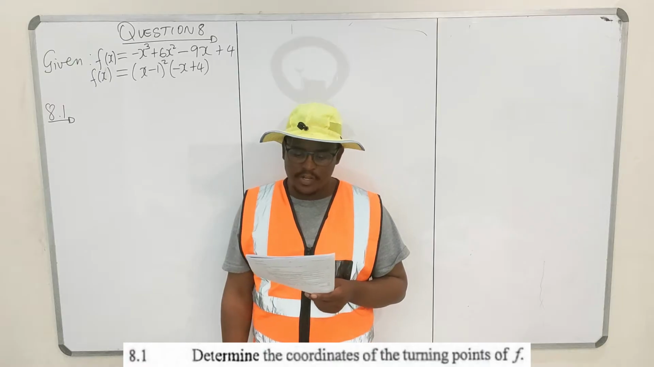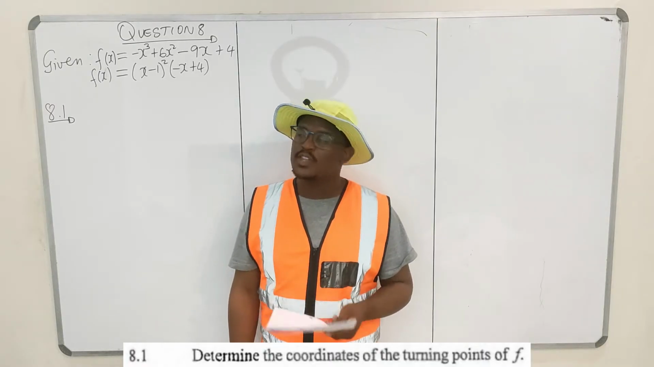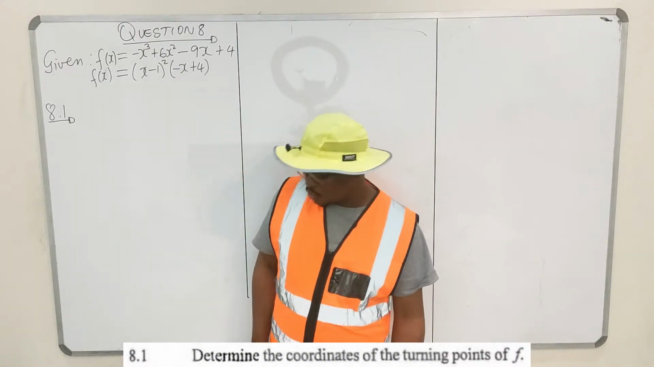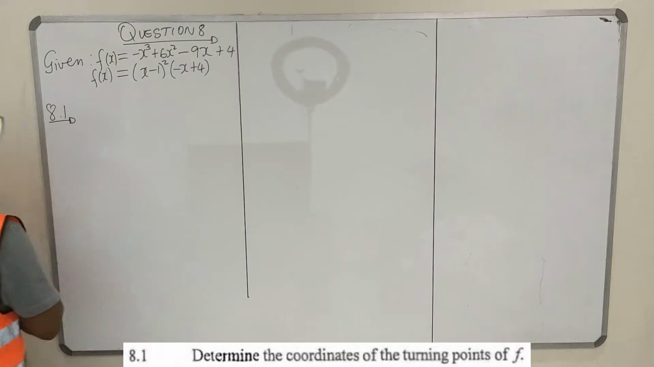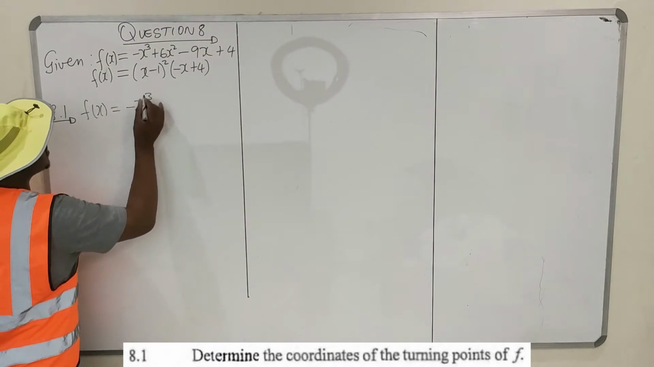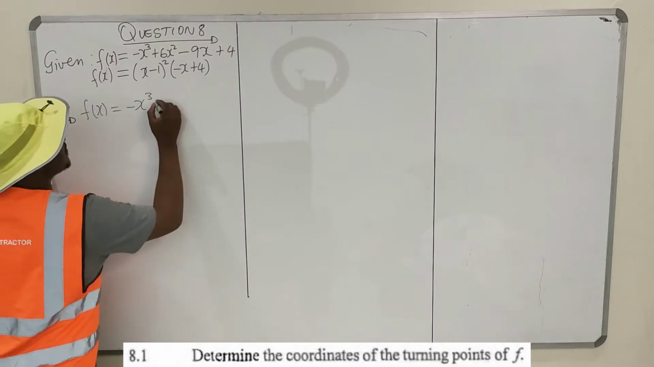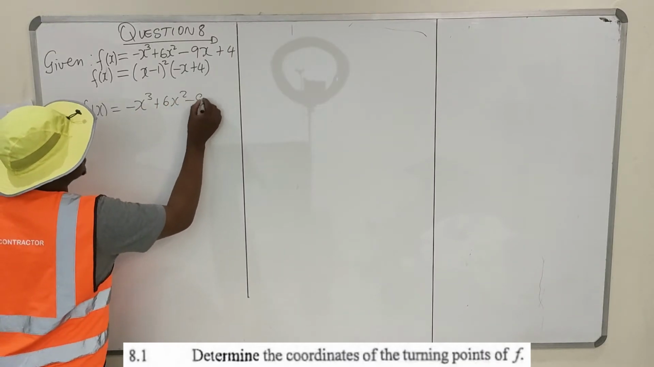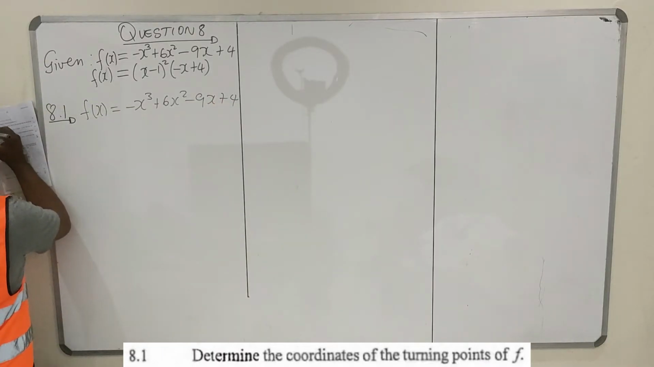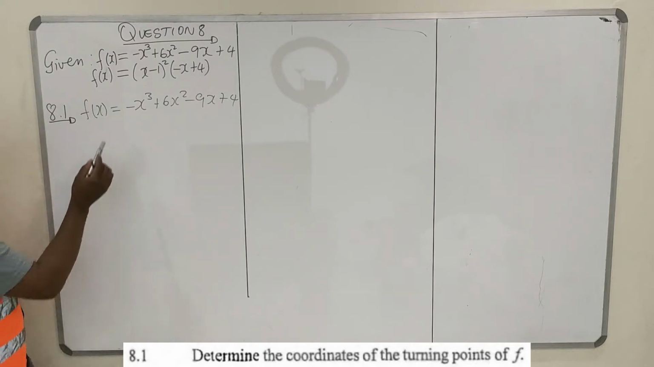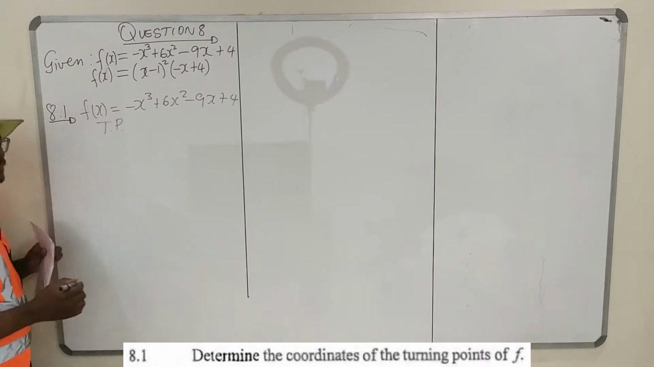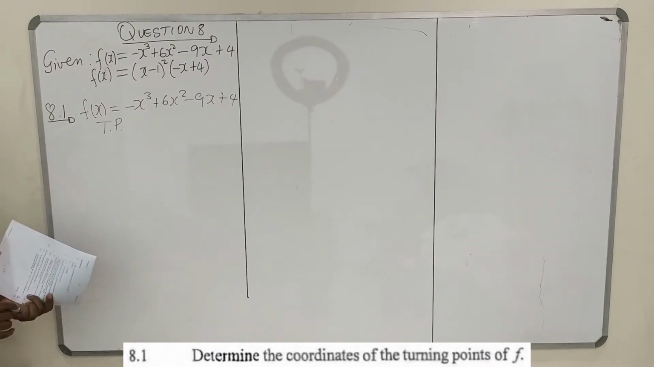8.1 reads as follows: Determine the coordinates of the turning points of f. So they want you to find the coordinates of the turning points of f. That's what they want you to find. So you are given that f of x is equal to minus x cubed plus 6x squared minus 9x plus 4. So this is the equation for f that they give you. They want you to find the coordinates of the turning points. They want to know where the turning points are.